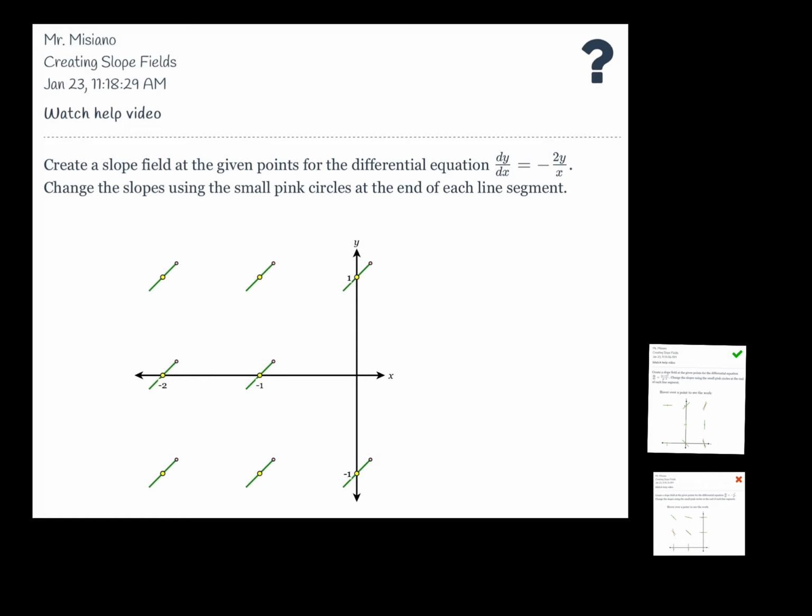So you may want to do what we just did before. You want to set up an XY table, plug in what the slopes are there, and then make your slopes, and then submit it, see what happens, see if it accepts it. If not, maybe adjust what you think might be off.